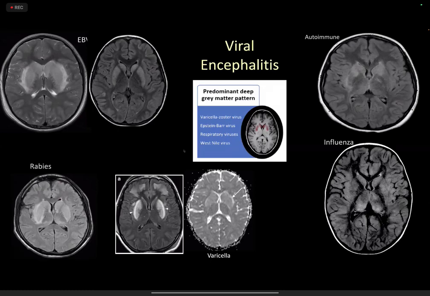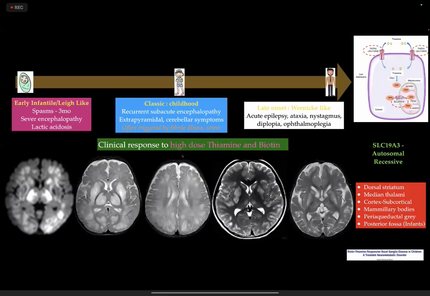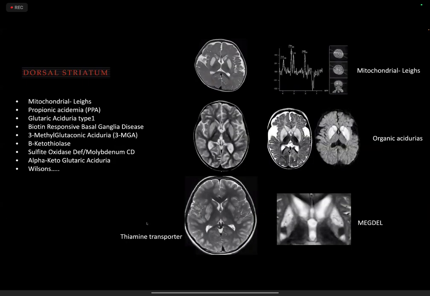The differentials considered were infectious etiology, but given that the child has a long-standing course with neural presentation, possibly unlikely. Biotin thiamine, given that the child has responded, especially in terms of encephalopathy. Cerebellar involvement was slightly atypical, especially in the older age group. In the neonatal early infantile, biotin thiamine can present with cerebellar involvement. But again, the other phenotypes such as the basal ganglia involvement, thalamic involvement, subcortical cortical involvement can be seen in biotin thiamine disorders. And other abnormalities, especially focusing on the basal ganglia dorsal striatum, mitochondrial disorders, organic aciduria to be kept in mind.